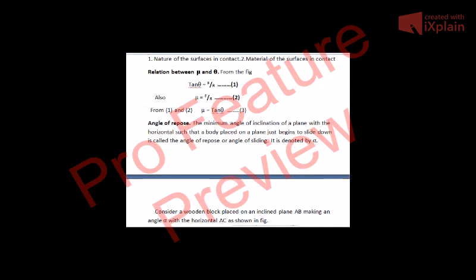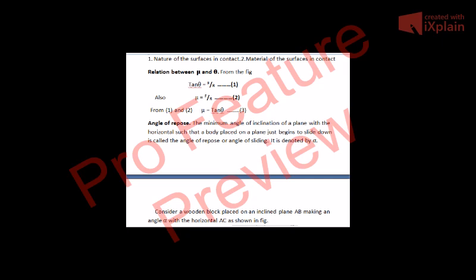Now, the relation between the coefficient of limiting friction and the angle of friction theta. From the figure you can see that tan theta is equal to perpendicular by base, that is F by R. Also we know that mu is equal to F by R. So from equations first and second we see that the RHS of the two equations is equal, therefore the LHS of the two equations must be equal, so mu is equal to tan theta.